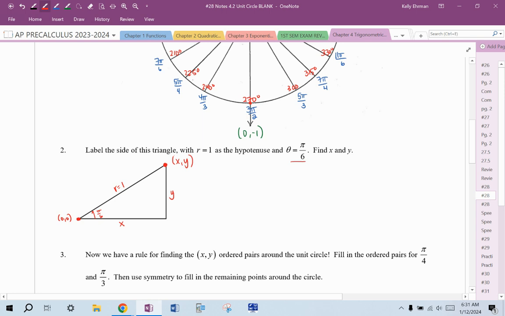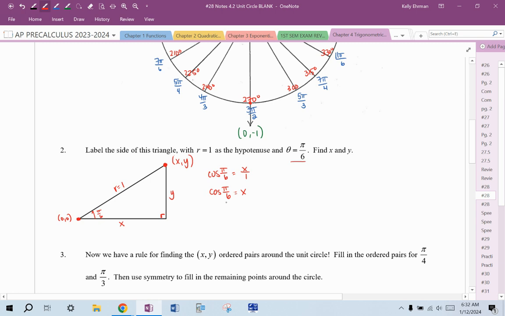All right, so to do that, this is a 30, 60, 90, so we could go back to our geometry days and figure out what x and y are. But we can also use trigonometry to figure that out. So x is adjacent to this angle, so I can say the cosine of the angle is equal to x over 1, adjacent over hypotenuse. And so really x is just equal to the cosine of pi over 6.